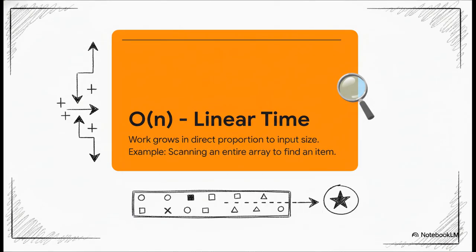Now, you're going to see this one all the time, O(n), or linear time. And you know what? It's perfectly fine. It just means that if the input doubles, the work doubles. It's a straight line, like looking for something in a messy room. You just have to check every single spot one by one.